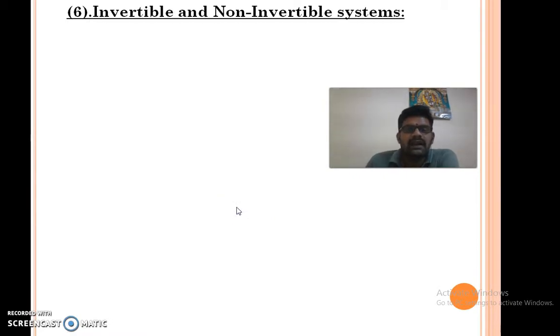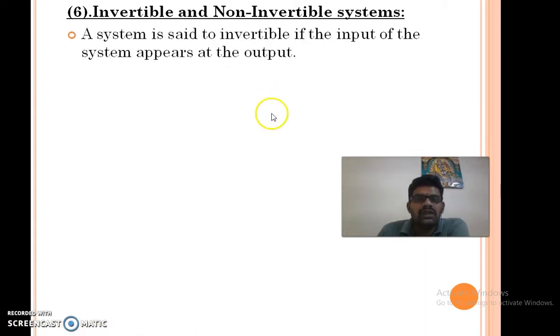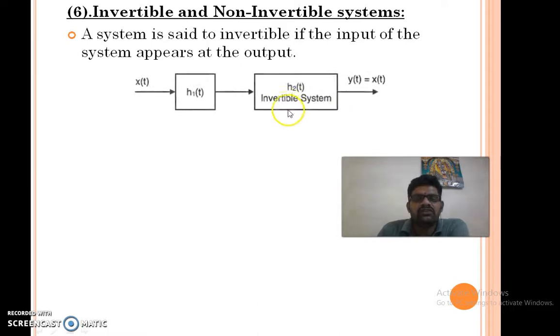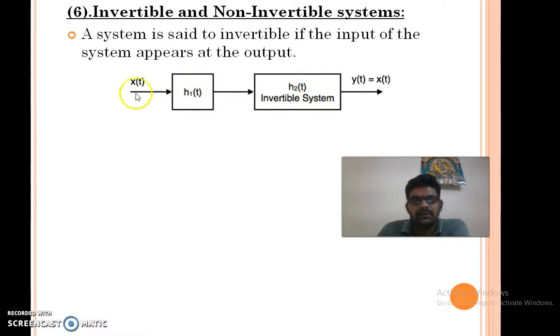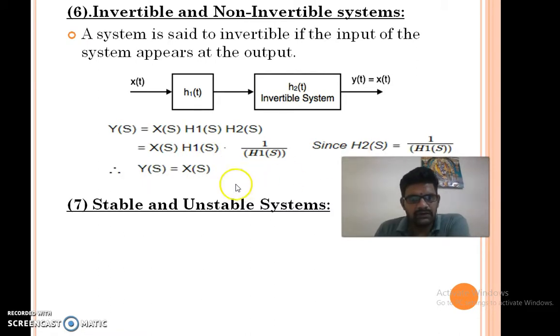Next, invertible and non-invertible system. If the output is equal to the input, then the system is said to be an invertible system. Usually this type of system will not exist, but in some situations it is required to design the output and input exactly similar. For example, if H1 is the transfer function, we have to design H2 such that the output y of t resembles the input, then H2 of t is said to be an invertible system. If this condition is not satisfied, that is a non-invertible system.